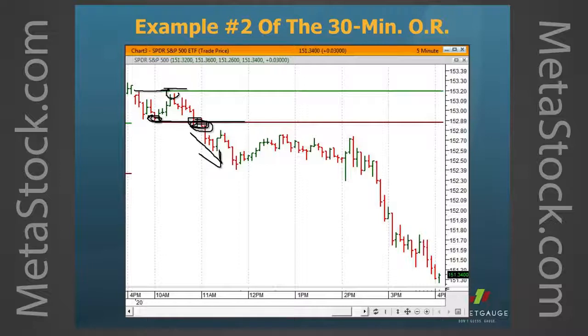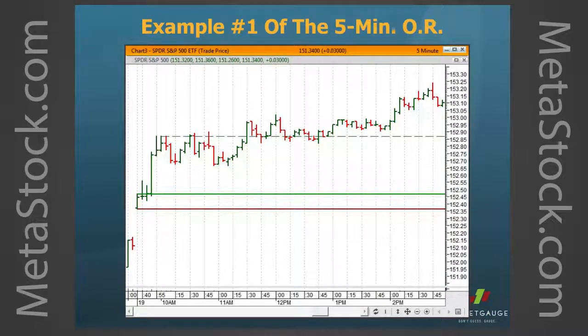Now, does this mean that every time we break the opening range one direction or the other, it's definitely going to trend that day? No, it doesn't. But again, I'll show you ways to help figure out which days are likely to be the trend days and which days are likely to be the chop days. But it's as simple as that. So if anybody doesn't quite comprehend how we figure out what the opening range is, feel free to ask.